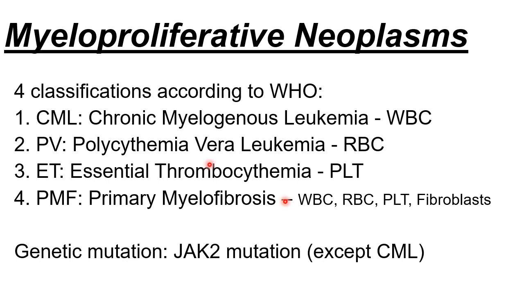Okay, we have 4 types or classification of these disorders according to WHO. So, unahin natin itong CML. CML is, again, chronic myelogenous leukemia. So, ano ang mas nagpo-proliferate na cell pagdating dito sa type of condition? Siyempre, yung mga leukocytes or WBCs. Next naman is PV, polycythemia vera, or in other books, polycythemia vera leukemia. No? This type of condition, ano naman ang mas nagpo-proliferate? Siyempre, yung ating RBC. Okay?